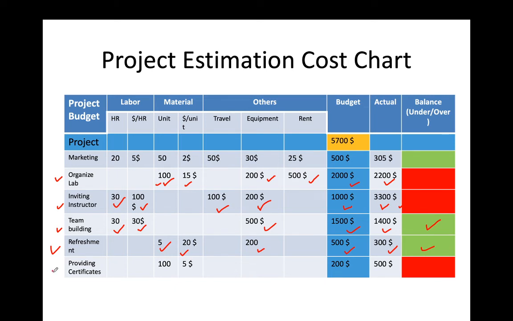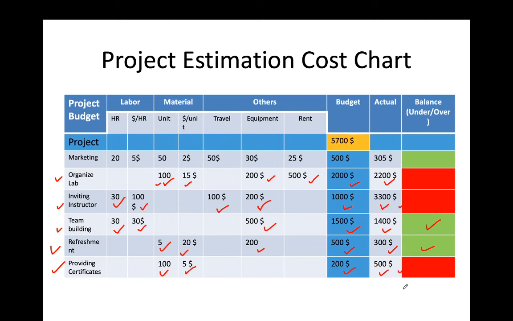Now providing certificates, because there are 100 students, so we need 100 certificates. Per certificate it's 5 US dollar, and the total cost is 500 US dollar, but our budget was 200 US dollar, so it is over the budget.